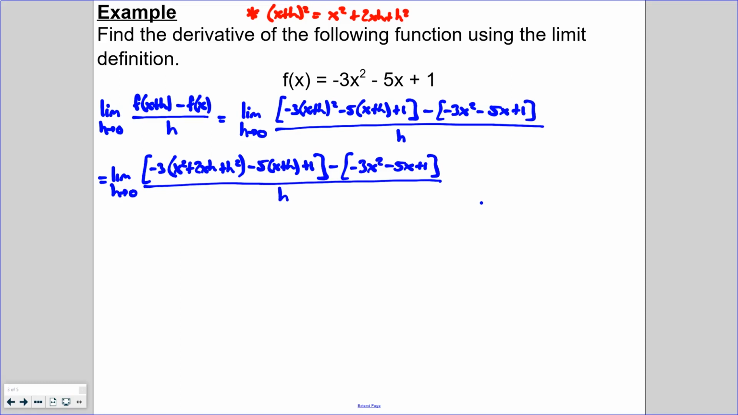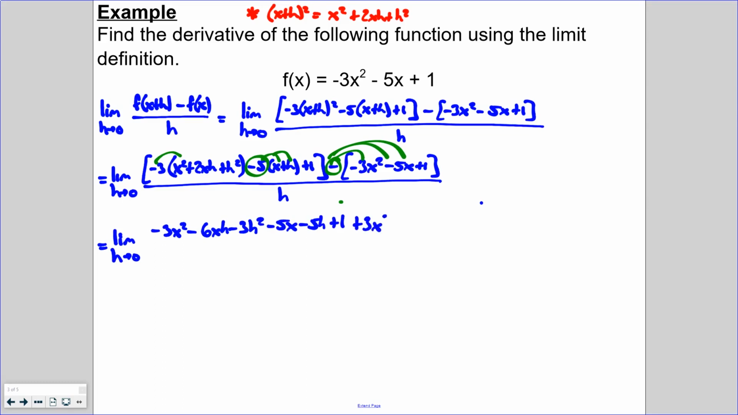And then from here we can distribute in. So we'll distribute the negative 3 to both terms, we'll distribute the negative 5 to both terms, and then we can even distribute this negative to all the terms, and this time I'm actually going to remember to distribute it to every single term, not just say it. So what are we going to get? We're going to get negative 3x squared minus 6xh minus 3h squared minus 5x minus 5h plus 1 plus 3x squared plus 5x minus 1. And that's all going to be over h.